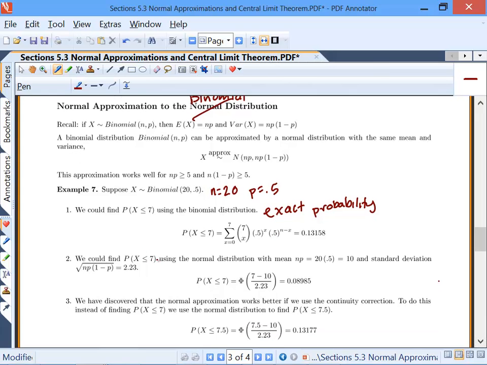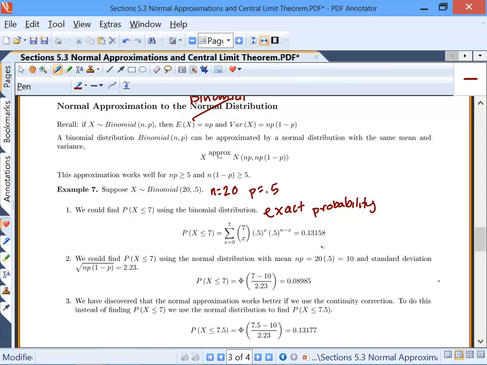So we'd find the probability that x is less than or equal to 7 using the normal distribution with a mean of np, which is 20 times 0.5, giving me 10, and a standard deviation of the square root of n times p times 1 minus p. So we know that we have our mean of 10 and standard deviation of 2.23. So I want to find the probability that x is less than or equal to 7. I would have to standardize it by doing 7 minus 10 over 2.23. And again, remember the capital Phi just means that's the CDF for our standard normal, for our z variable. Okay. So when I do this, I get a probability of 0.08.